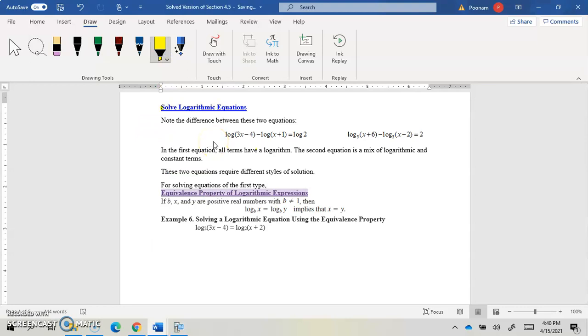Next we have how to solve logarithmic equations. Now let's consider these two log equations. The first one has all the terms in log.